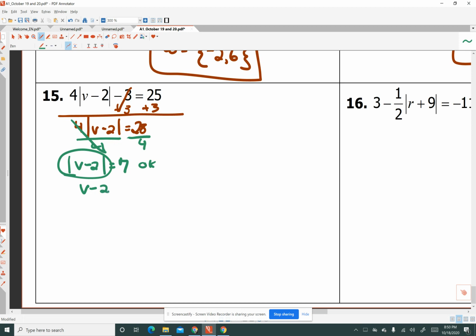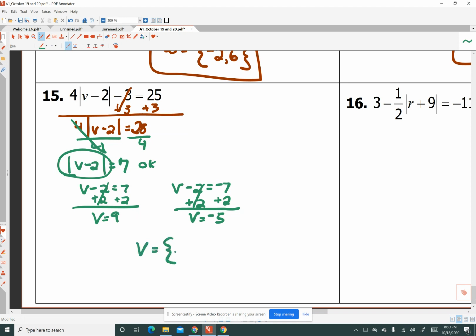We have v minus 2 equals 7, or v minus 2 equals negative 7. We'll add 2 to both sides of the equation, and v equals 9. Over here on the right equation, we will add 2 to both sides, and v equals negative 5. So our solution set is negative 5, 9.